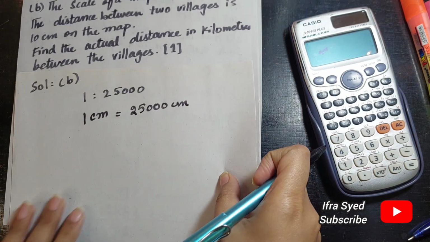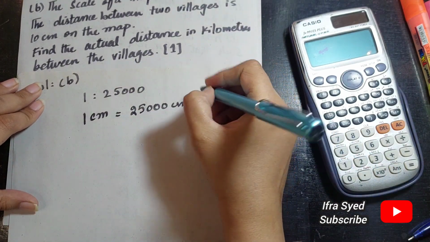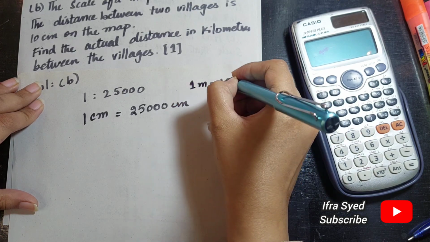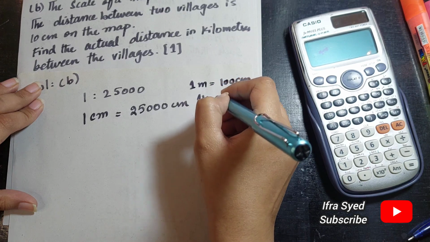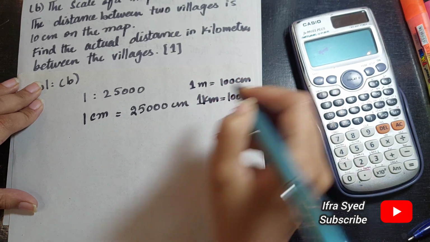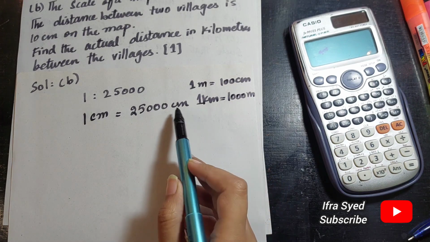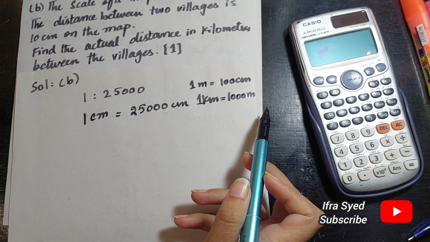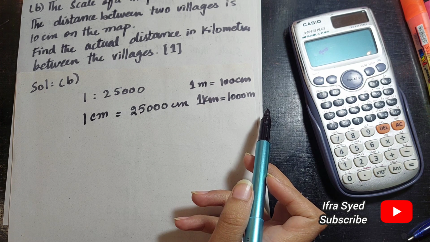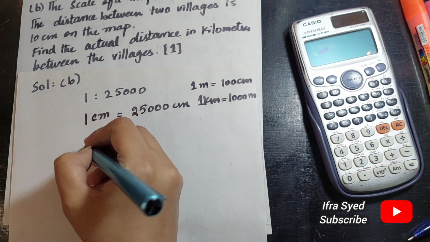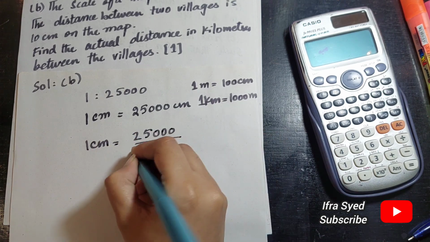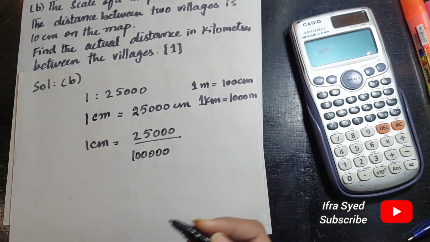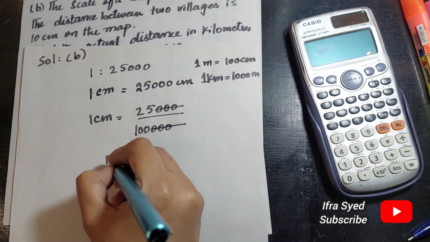So for changing centimeters into kilometers, 1 meter is equal to 100 centimeters, and 1 kilometer is equal to 1000 meters. So for changing centimeters into kilometers, we have to divide by 100,000. So 1 centimeter is equal to 25,000 divided by 100,000. So these three zeros will be cut out by these three zeros.